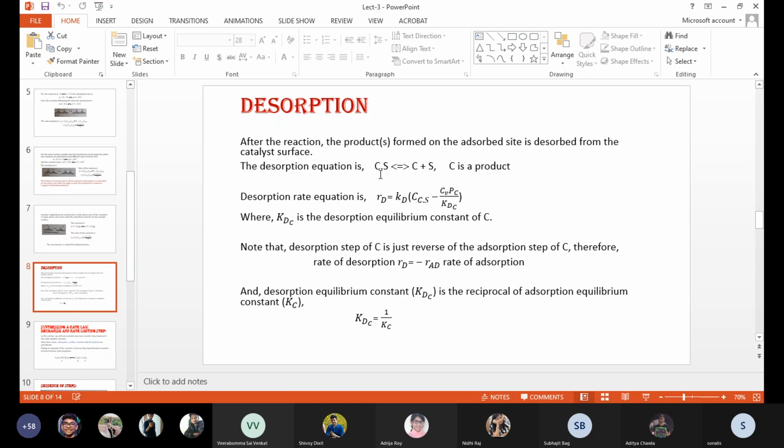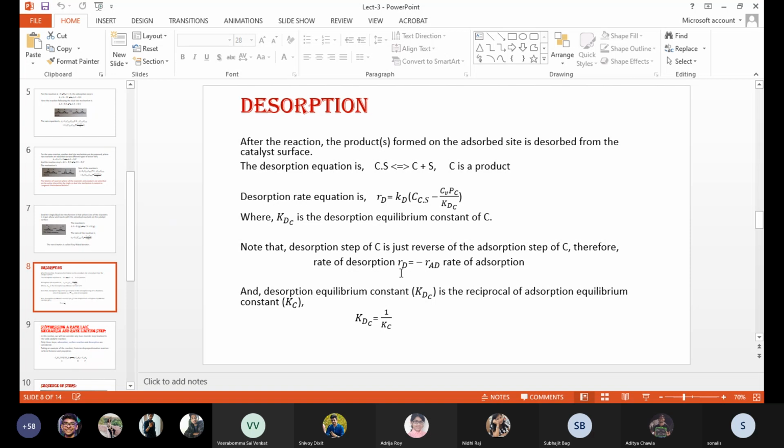Here we are considering C, the product. So, KDC is the desorption equilibrium constant of C. Note that the desorption step of C is just the reverse of the adsorption step of C. If you look at this equation from the right-hand side, C plus S giving you C dot S is the adsorption. When you see C dot S to C plus S, it is desorption. So, the desorption step of C is just the reverse of the adsorption step of C.